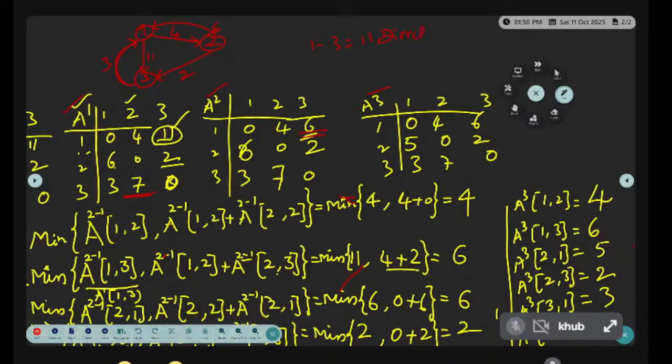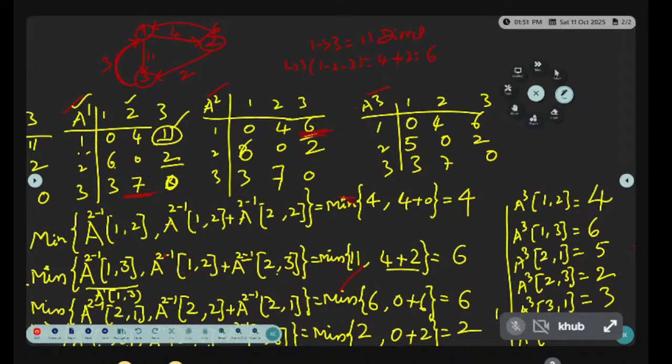1 to 3, now it is updated as 1 to 3 only, but we can go 1 to 2 and 2 to 3. That equals 1 to 2 cost 4 plus 2 to 3 cost 2, that's 6, updated as 6. That is the minimum.